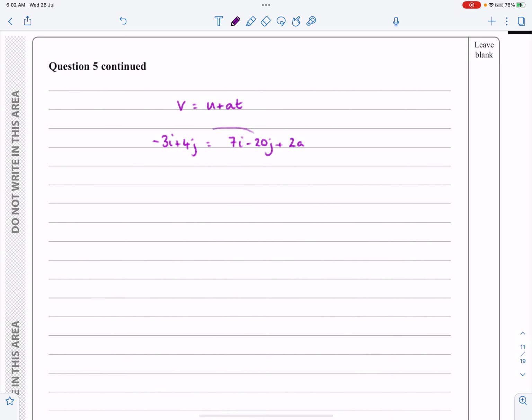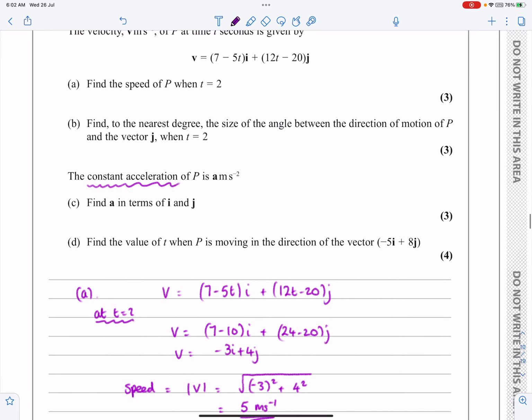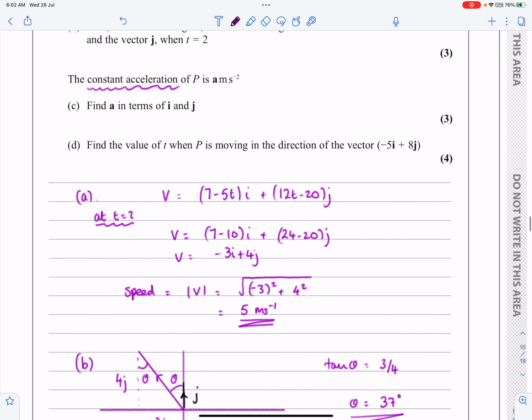Right, okay. All of that bit goes over, and I'm going to get that 2a is equal to minus 10i plus 24j. So if that's 2a, then a is just half of that, so that's minus 5i plus 12j. And looking at the question, they said, can you just work out a in terms of i and j? And I've done that. Right, on to part D.